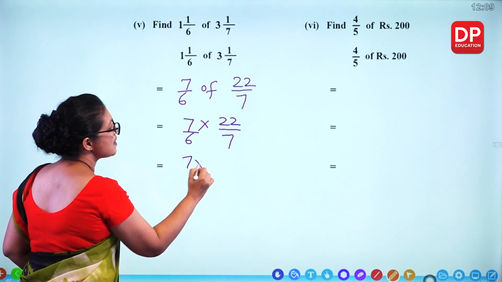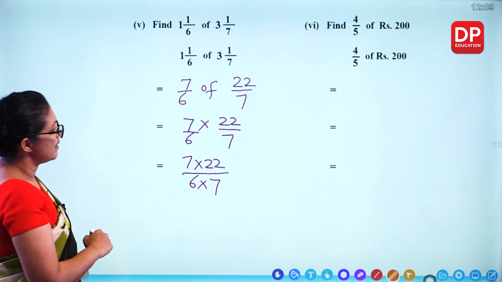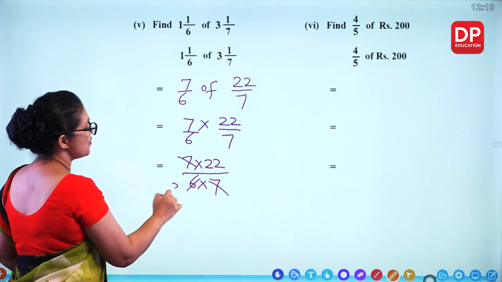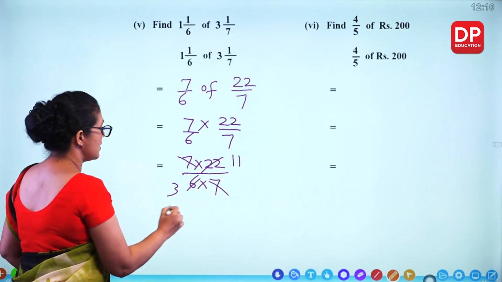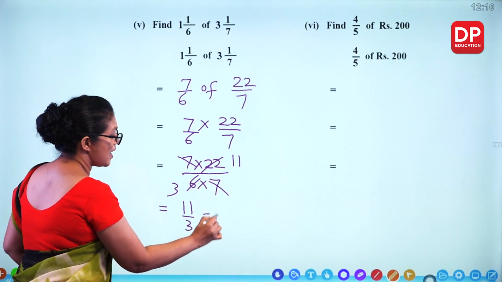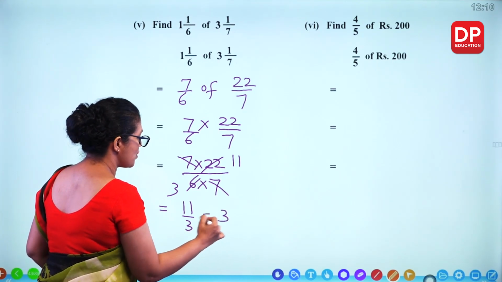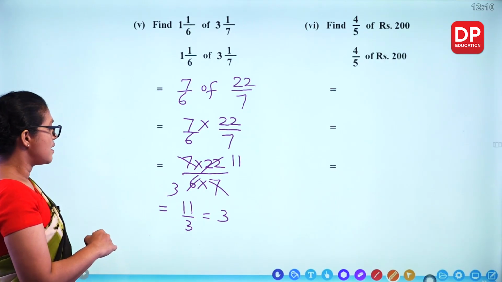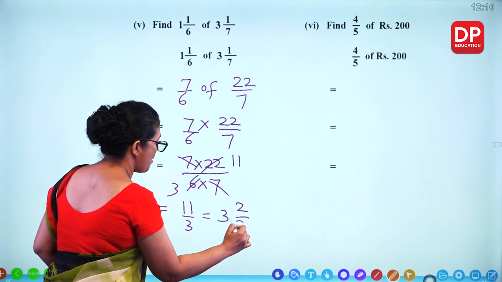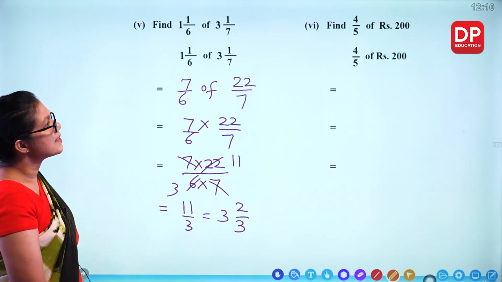Multiply the numerator separately, denominator separately. 7, 7 get cancelled out. 2 times 3, 6. 2 times 11, 11 over 3. You can write it as a mixed number. 3 times 3, 9, and 2 remaining. So 3 and 2/3.